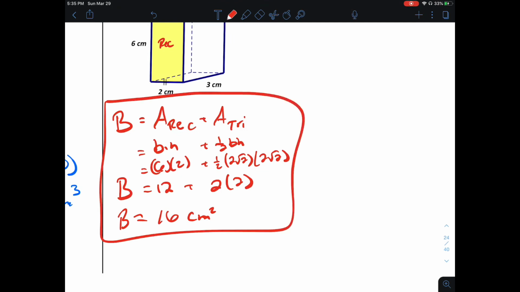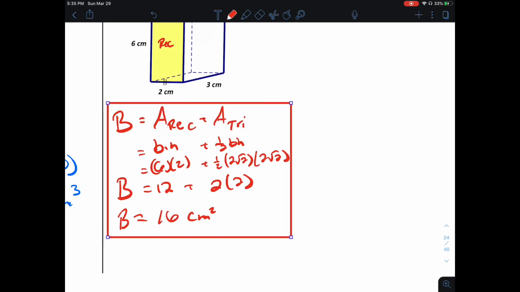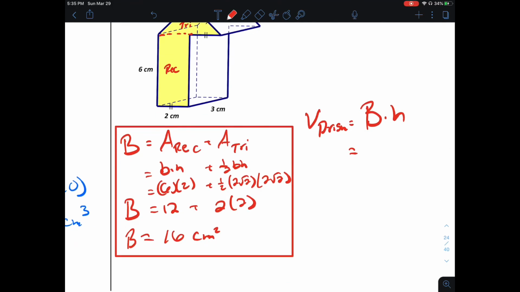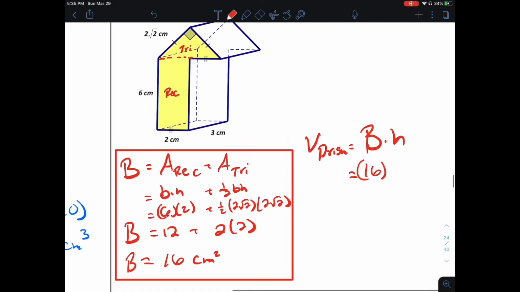Once you find the area of the base, it's easy pickings. To find the volume of a prism, you take the area of the base times the height. The base we just established was 16. The height is the perpendicular distance between the bases. That's 3. That's going to give us 48 cubic centimeters.